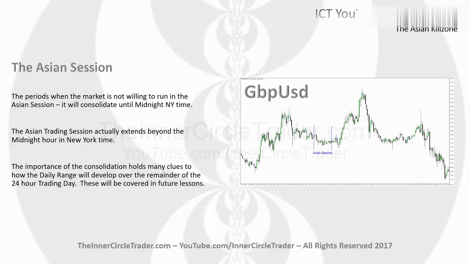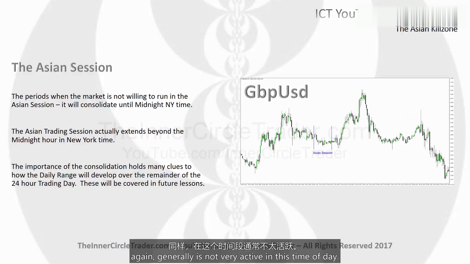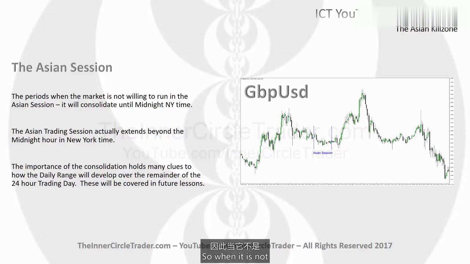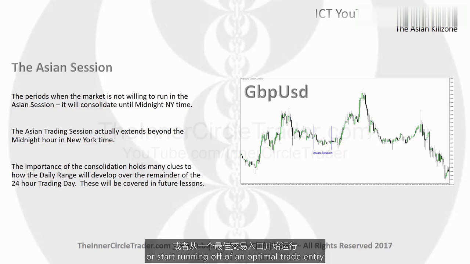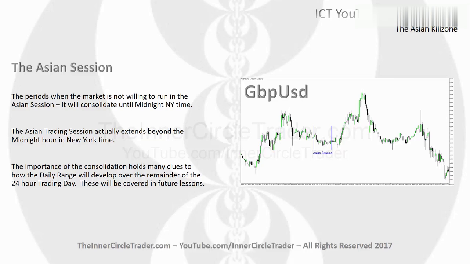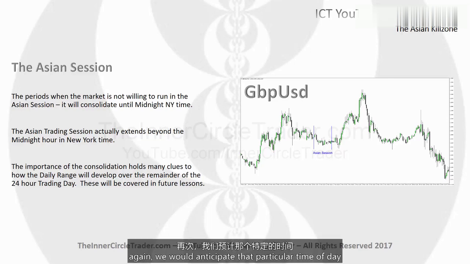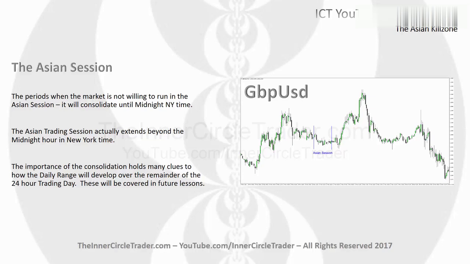Much like the euro dollar, the pound dollar, again, generally is not very active in this time of day. So when it is not poised to make a significant higher low during the Asian session or start running off of an optimal trade entry during the Asian session, again, we would anticipate that particular time of day to be in a consolidation. And again, these consolidations will be very significant to us in future teachings.